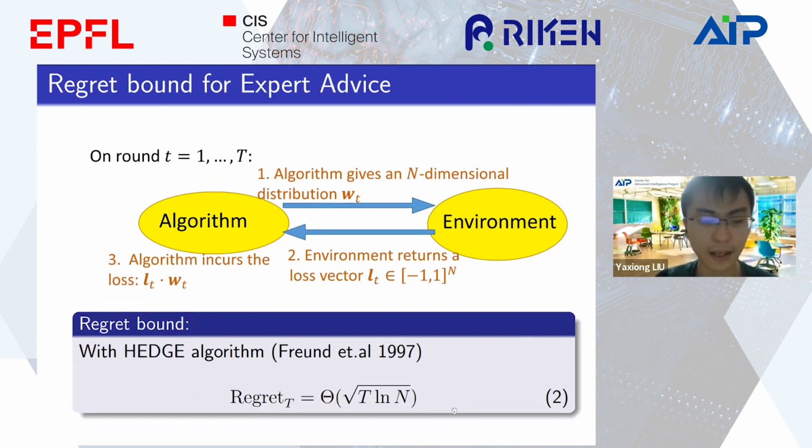As we mentioned, this is a very traditional online learning model, which has been researched for decades. One of the very famous algorithms is called the Hedge algorithm, from a paper in the last century. It gives an upper bound on this regret. Meanwhile, this bound is also tight, which means that the upper bound and the lower bound differ from each other only by a constant factor. This regret is theta of square root of T times log n, where n is the dimension of the loss vectors.